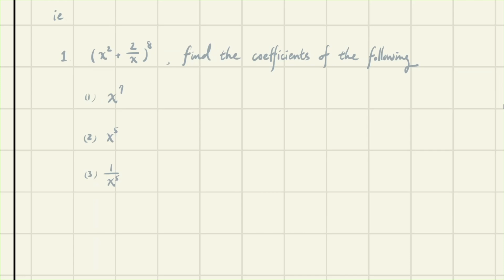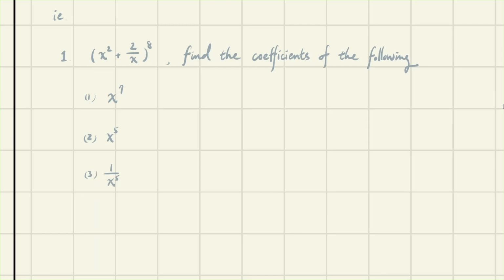Okay, so here we have an example of the binomial theorem. Let's say I have (x squared plus 2 over x) to the power of 8, and I have to find the coefficients of the following. For the first one, I have to find the coefficient of x to the power of 7.